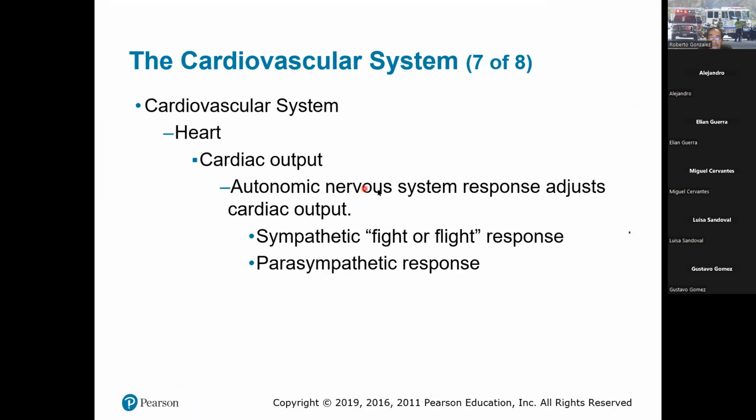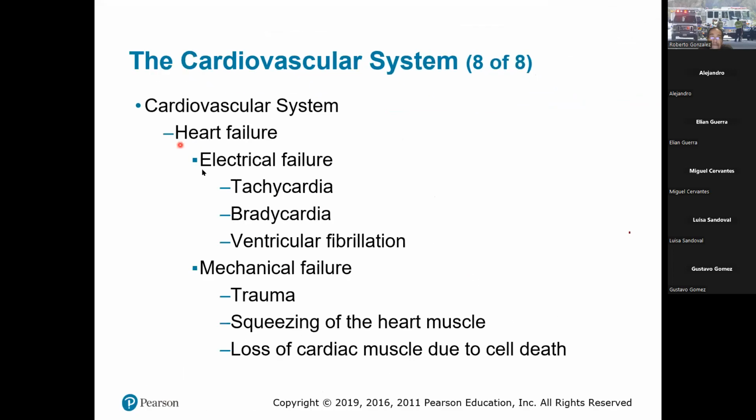Okay, the autonomic nervous system is responsible for adjusting cardiac output. So you have your sympathetic fight or flight response or the parasympathetic response itself. Okay. Heart rate or heart failure. Electrical failure: you have tachycardia, bradycardia, or ventricular fibrillation. Mechanical failure can be caused by trauma, squeezing of the heart muscle, or loss of cardiac muscle due to cell death.